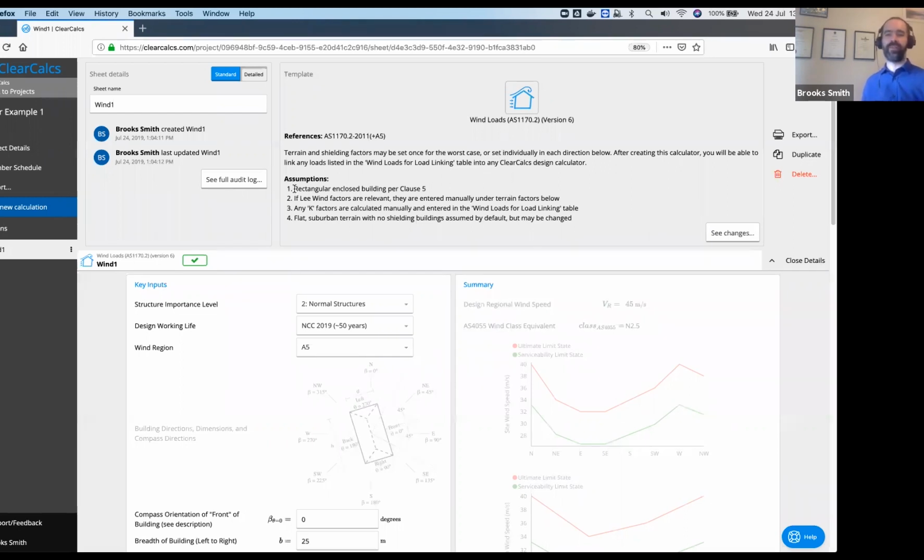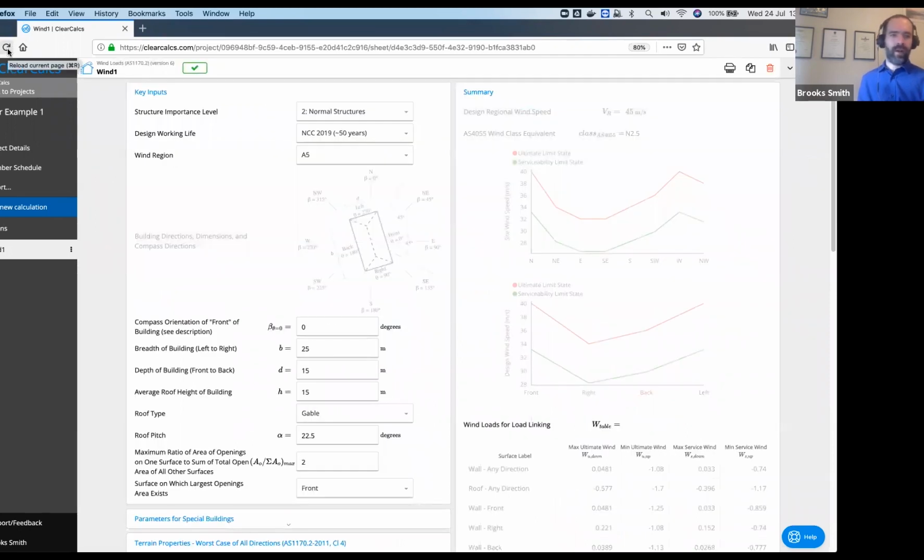We do make some assumptions in here, basically the same assumptions as I made in the presentation here, where we have a rectangular enclosed building. Lee wind factors we aren't calculating automatically for you. If they are relevant for you, you can enter them in manually. And we're expecting you to calculate your K factors manually as well. We do give you a number of default values in here as well.